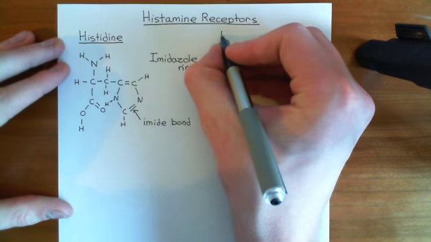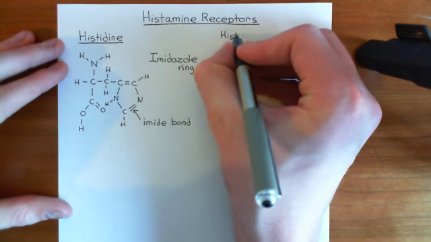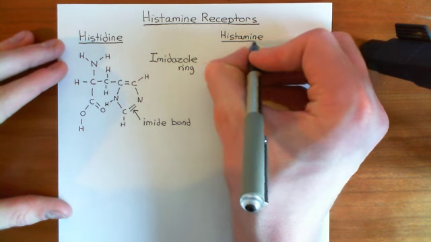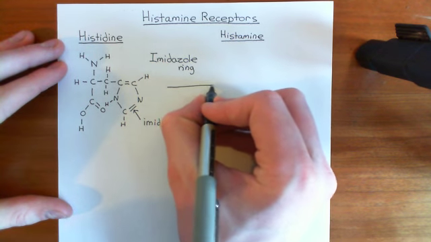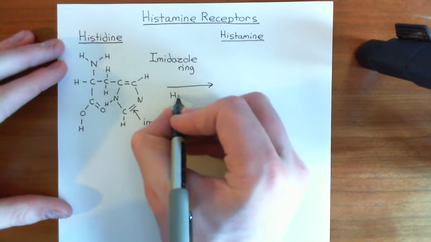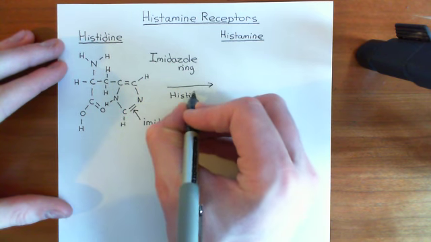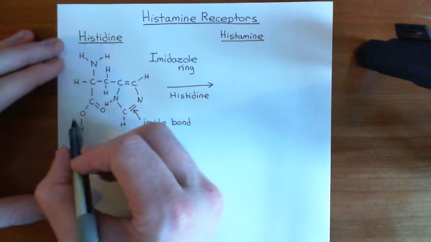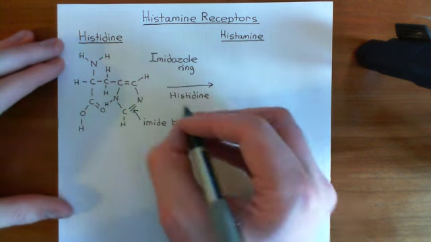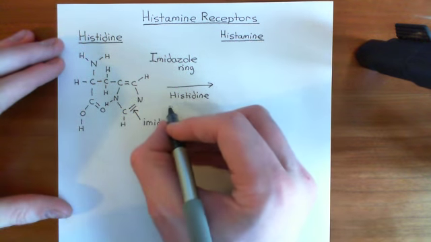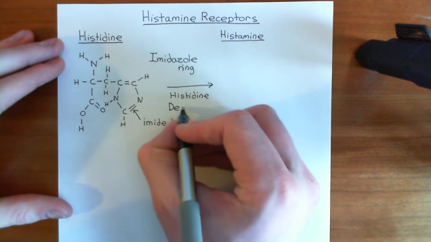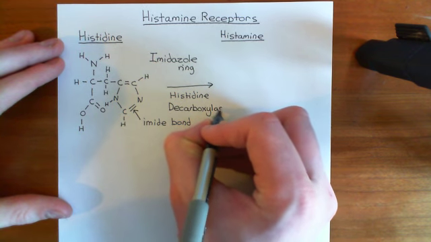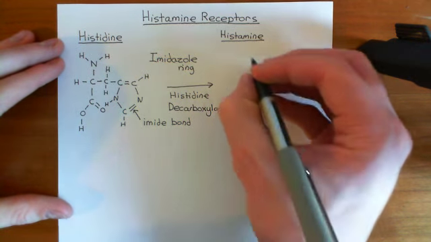Now histidine can be converted into histamine by an enzyme known as histidine decarboxylase. So this will be done by histidine decarboxylase. And basically, histidine decarboxylase is going to remove this carboxylic acid group off the amino acid and replace it just with a hydrogen coming off that alpha carbon. Okay, right.